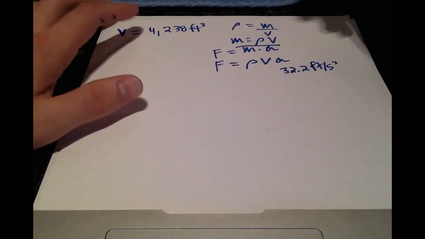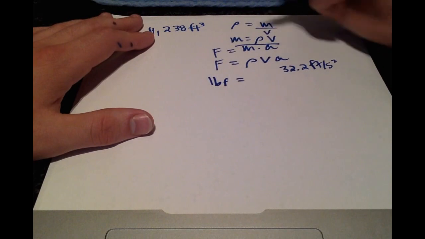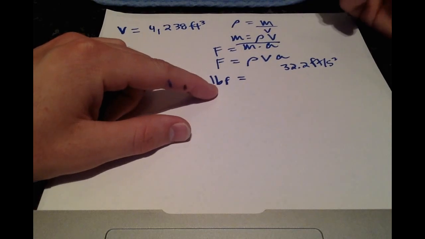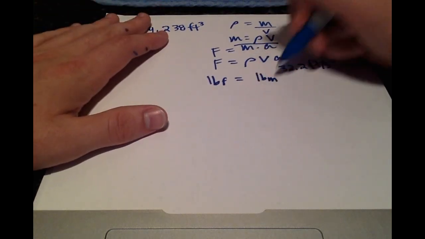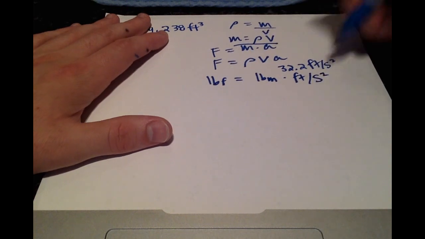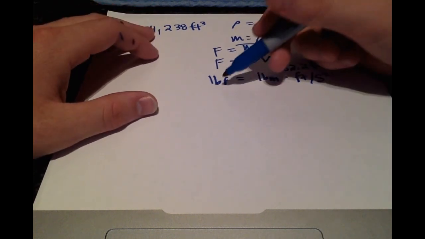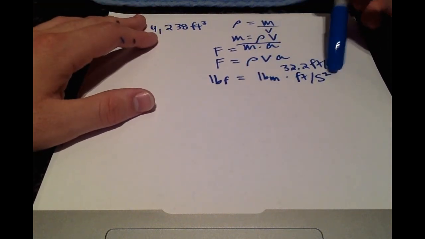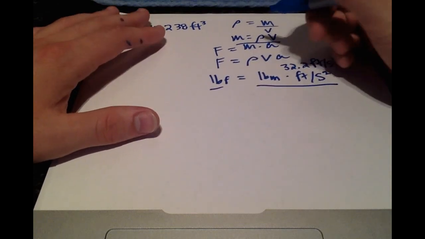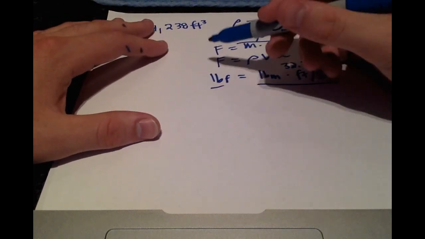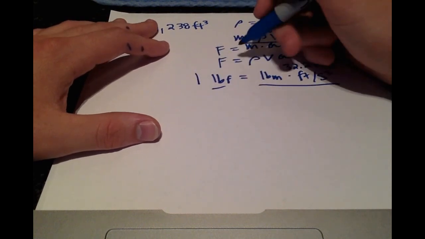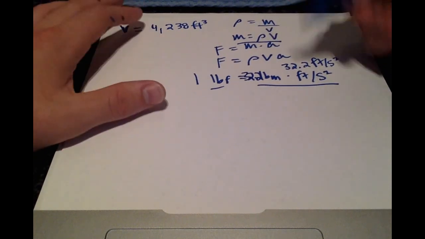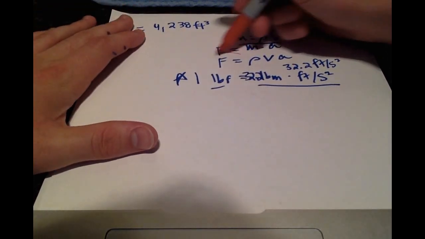And because we want the answer in pounds force, just as when we had newtons, we wanted kilograms and meters per second squared, for pound force it's different. We want the units to be pound mass and feet per second squared. But also, pound force is different. 1 pound force does not equal 1 pound mass times feet per second squared. These are the correct units we want, but the actual conversion was given to us on the previous page. It was that 1 pound force is equal to 32.2 pound mass times feet per second squared. So let's use this relationship right here and write it all out.